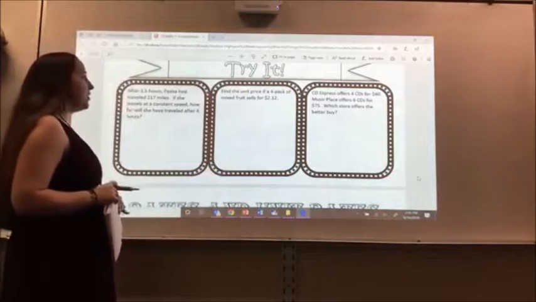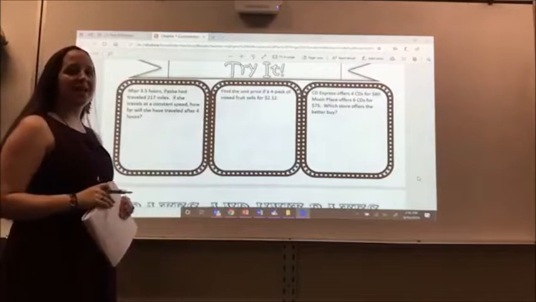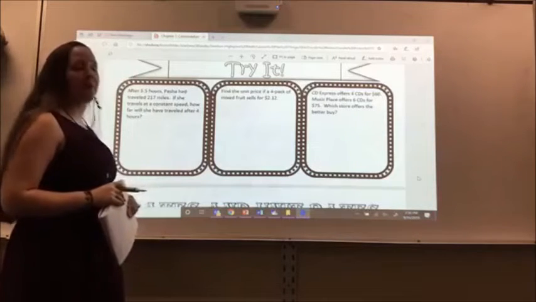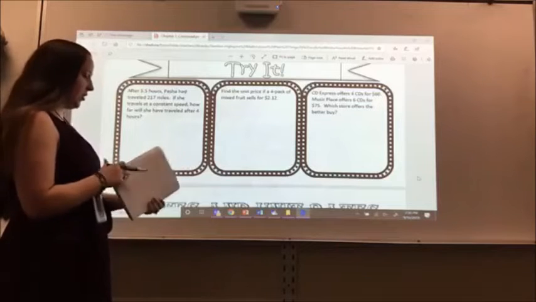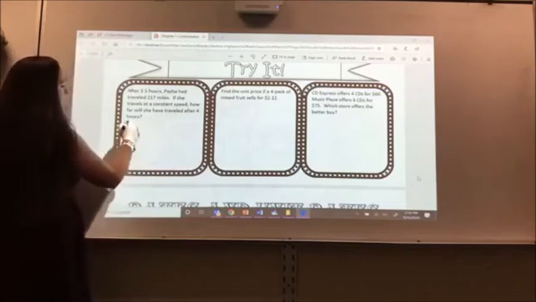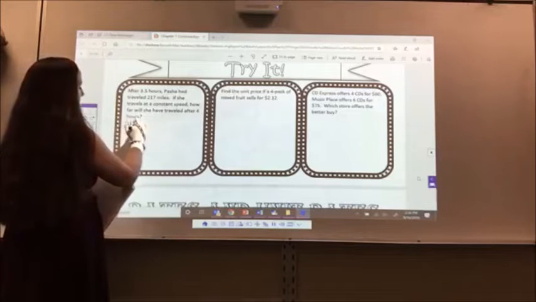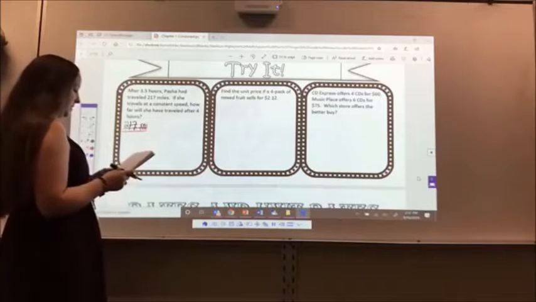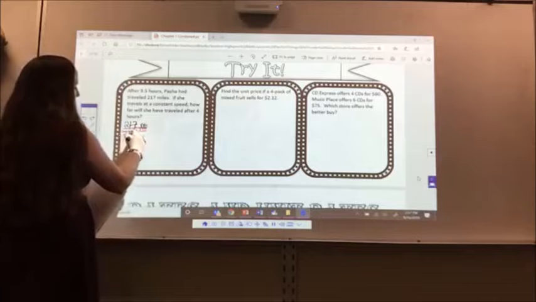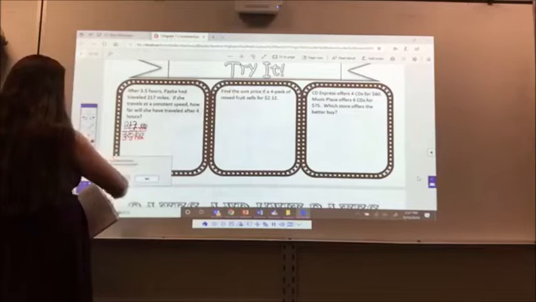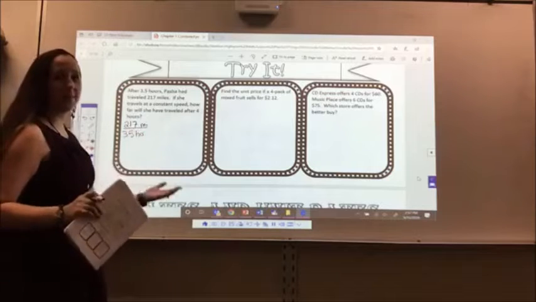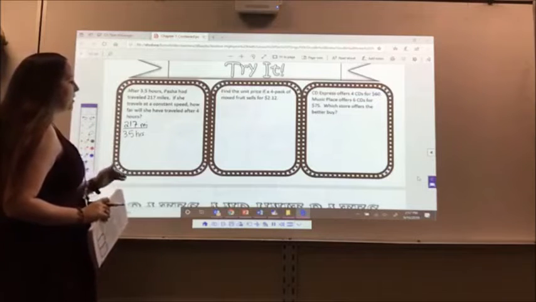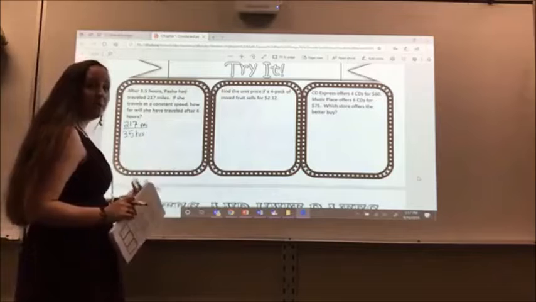After 3.5 hours, Pasha had traveled 217 miles. If she travels at a constant speed, how far will she have traveled after 4 hours? The first thing we want to do is set it up. We have 217 miles, and always use your units, over 3.5 hours. So that's the first thing we wanted to do, set up a rate. Our rate was she traveled 217 miles in 3.5 hours. We want to know how far she'll travel after 4 hours.